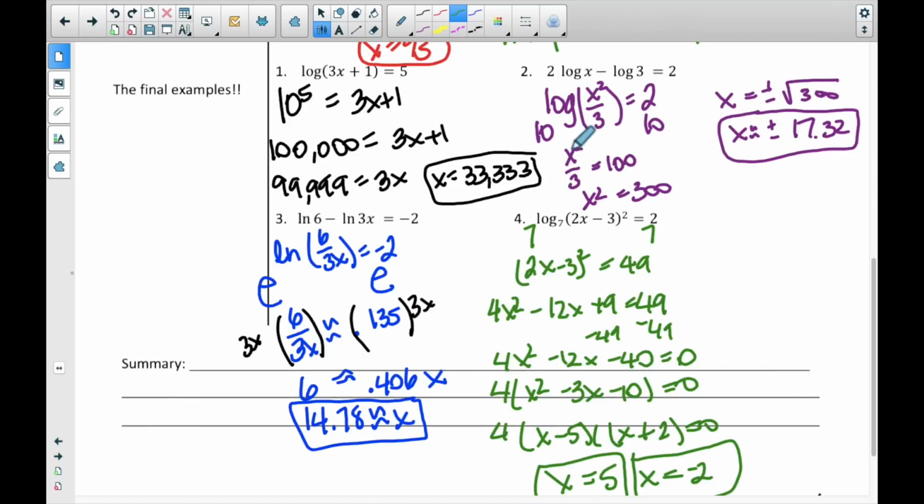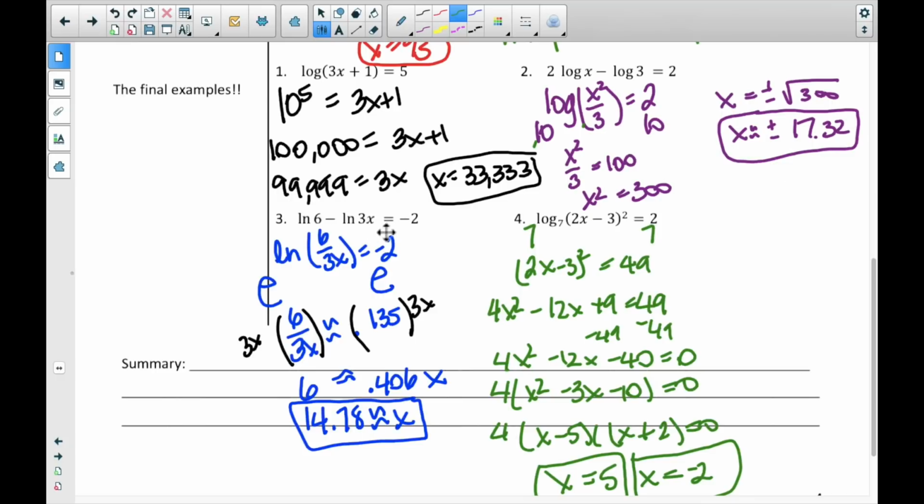Number 2, I exponentiated. I took 10 to this power and 10 to this power. Why did I choose 10? Because this is log base 10. So that gives me x squared over 3 is equal to 100, because 10 squared is 100. Multiply by 3, take the square root, and you get approximately 17.32.